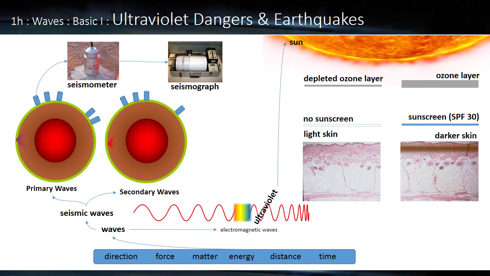So we've got earthquakes, and we need to know something about how they're recorded, how they're assessed, and how they behave. We also need to know something about ultraviolet and the dangers and the ways to reduce those dangers, specifically sunscreen.